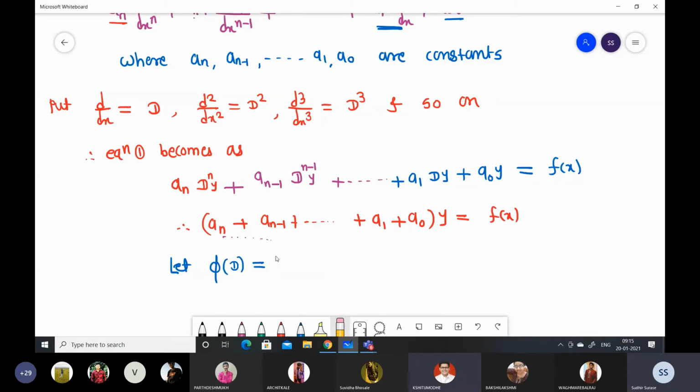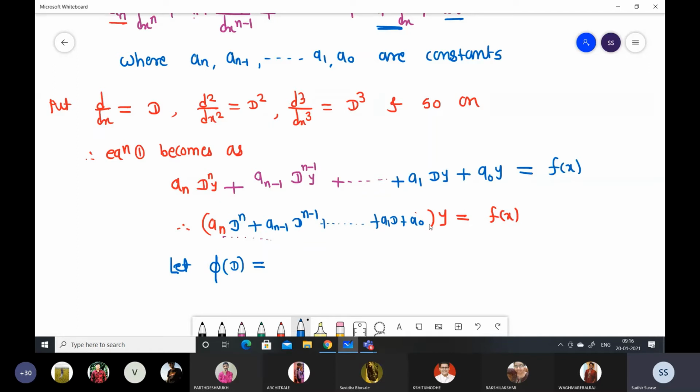Sorry, I forgot that. Here we have D as well. Okay, sir, understood. Let me write it: D to the power n, and here n minus 1, D to the power n minus 1. The derivative operator is there as it is, then a1 D and the last term a naught.